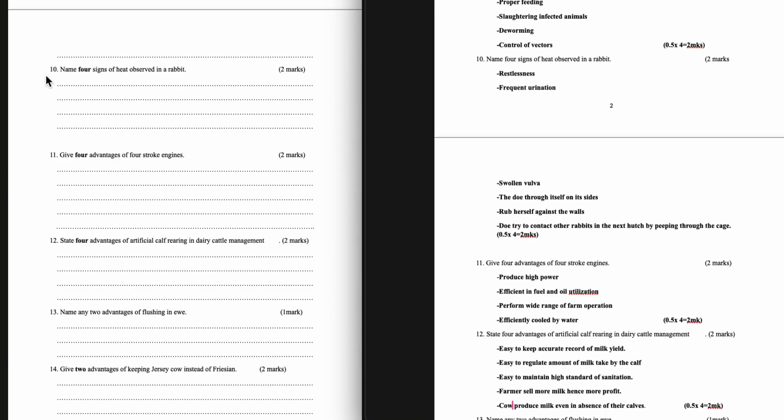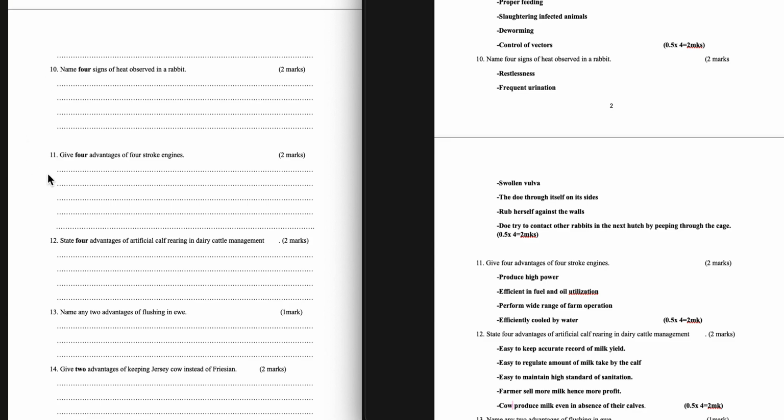Question 10. Name 4 signs of heat observed in a rabbit. Restlessness, frequent urination, swollen vulva, the doe throws itself on its sides, rubs herself against the walls, the doe tries to contact other rabbits in the next hutch by peeping through the cage.